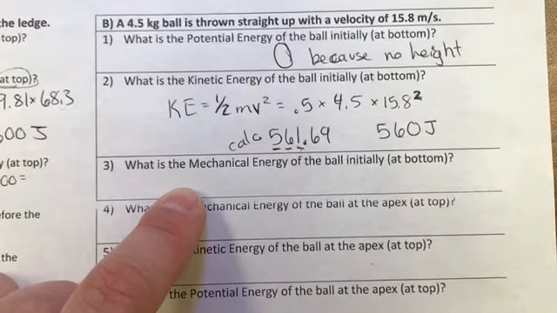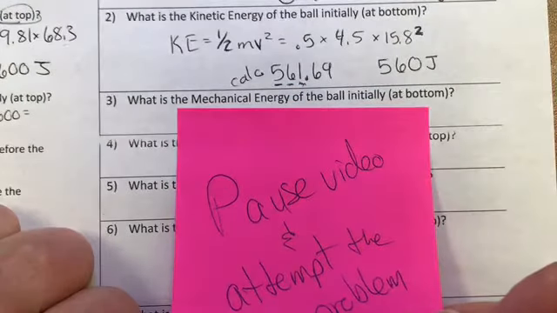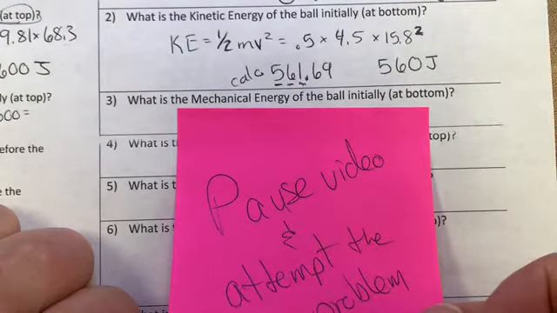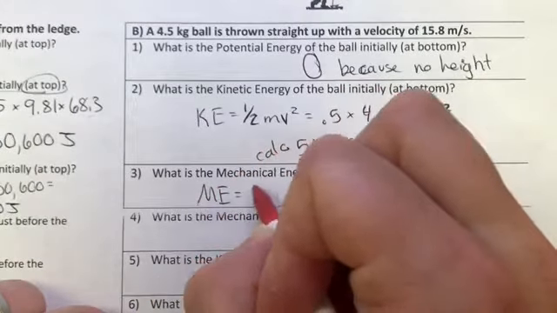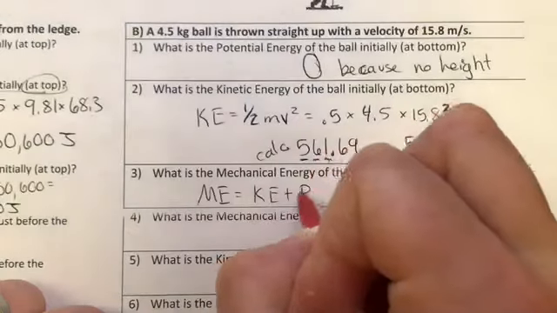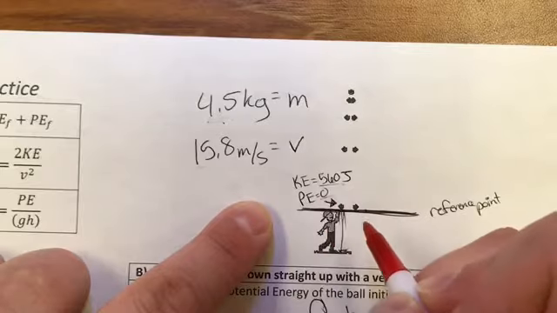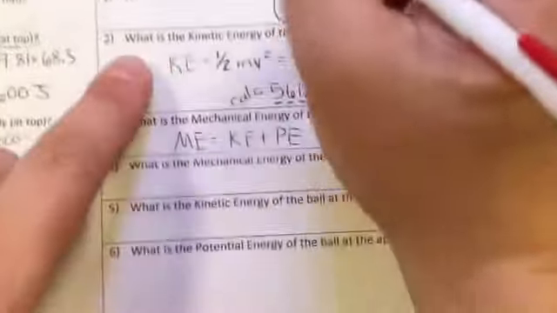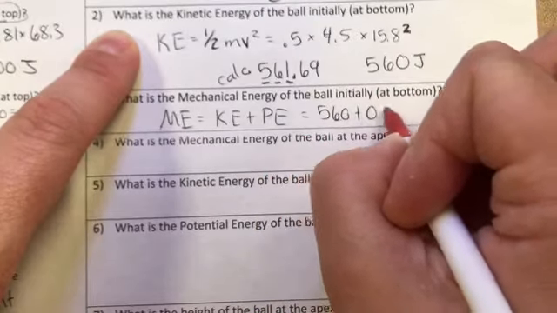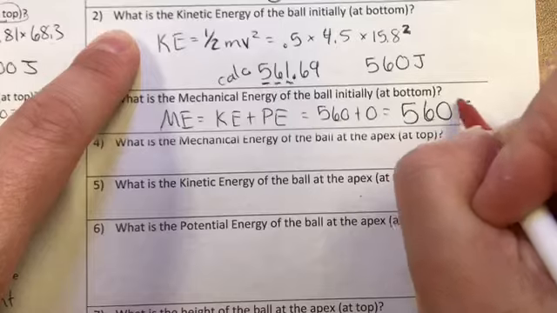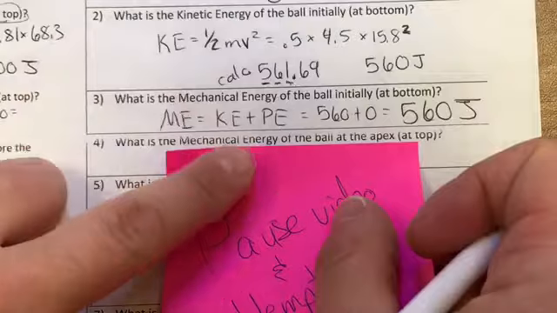Next question, what is the mechanical energy of the ball initially? Pause if you haven't answered that question yet. Mechanical energy is the kinetic energy plus the potential energy. The kinetic at the bottom is 560, the potential at the bottom is 0. 560 plus 0, 560 joules. Okay? Mechanical energy at the bottom.